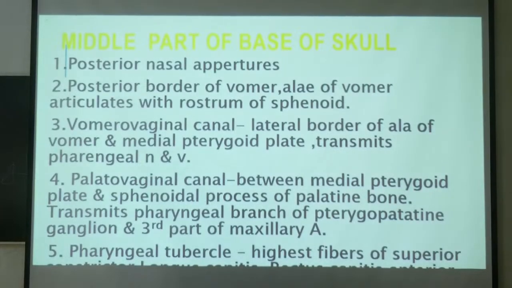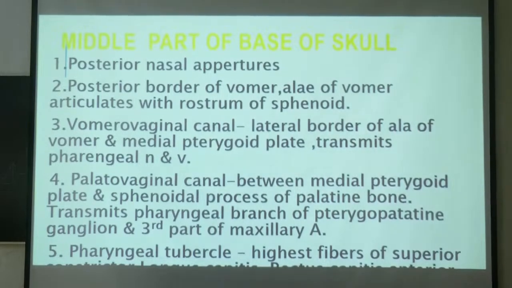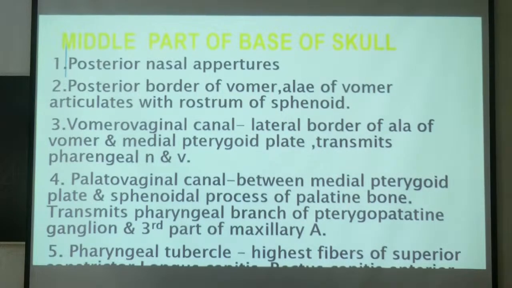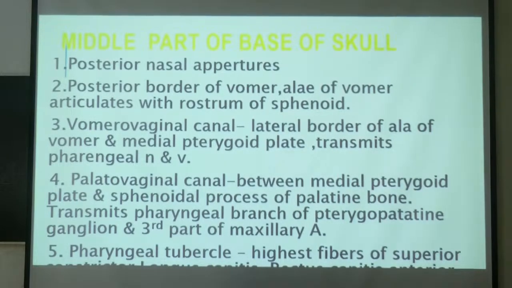Now write it down, middle part of the base of the skull or the middle cranial fossa. First one is the posterior border of vomer, ala of the vomer, which attached with the rostrum of the sphenoid. Rostrum of the sphenoid.